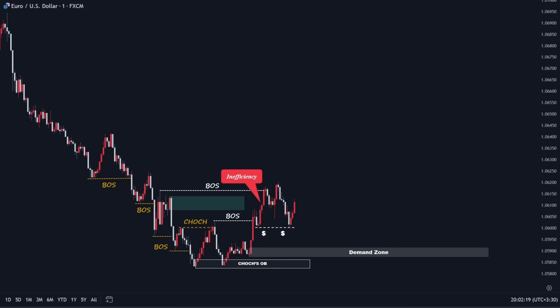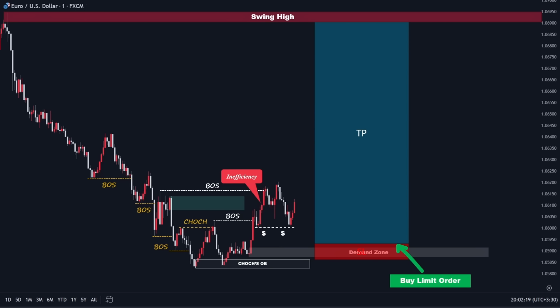Now that all criteria have been met, we can go ahead and place a buy limit order at our identified point of interest, with the stop loss a few pips below our zone. For the take profit, I'm going to target the swing high. Now that we have placed our buy limit order, let's see how the market reacts and see if our trade setup plays out successfully.